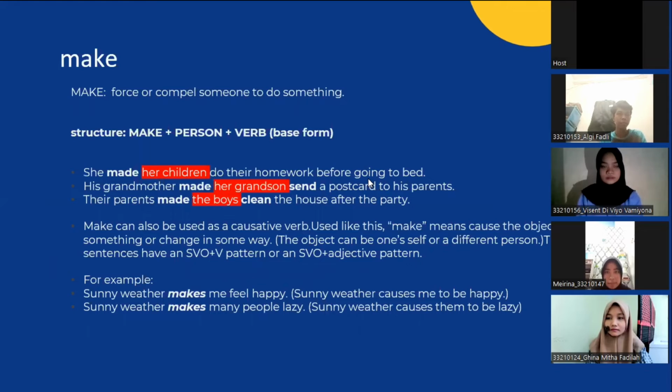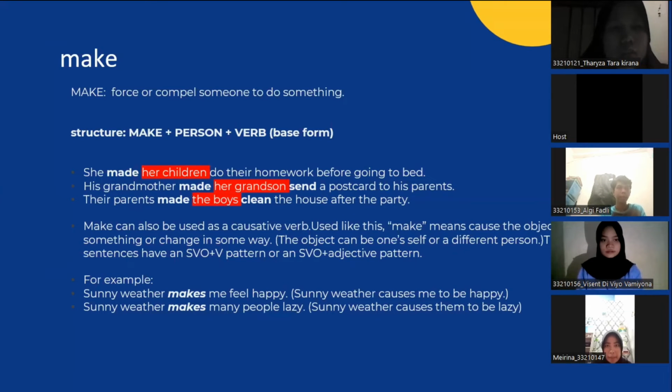And for the next is make. We can use make to force or compel someone to do something. The grammatical structure of make is make plus person plus verb or basic form. For example, she made her children do their homework before going to bed. His grandmother made her grandson send a postcard to his parents. And then their parents made the boys clean the house after the party.